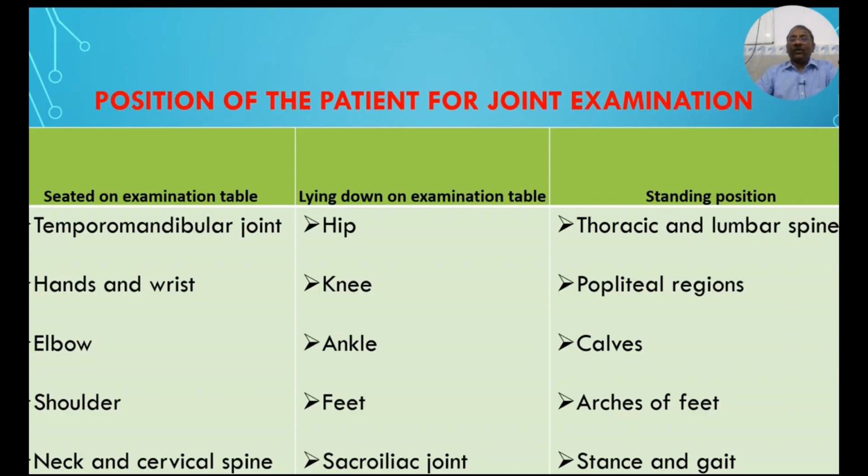Position of the patient for the joint examination. For the temporomandibular joint, seated on the examination table, hands, wrist, elbow, shoulder, etc. But lying down on the examination table for hip examination, knee examination, ankle, feet, sacroiliac joints. In the standing position, thoracic spine, lumbar spine, popliteal regions, calf muscles, arches of the feet and the gait.